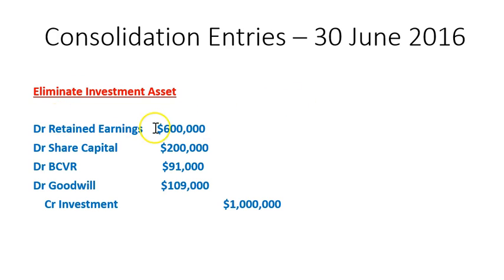Okay, so we've done this elimination of the investment asset a few times now over the last few videos, so I'm not going to spend too much time. Obviously we need to eliminate the subsidiary's equity, so we're debiting retained earnings of 600,000 from the question, debit share capital 200,000 from the question. We need to debit the BCVR, so that's $91,000. I explained why at the end of the last video. And then we need to debit goodwill for $109,000. So we will credit the investment for $1 million to eliminate it fully.